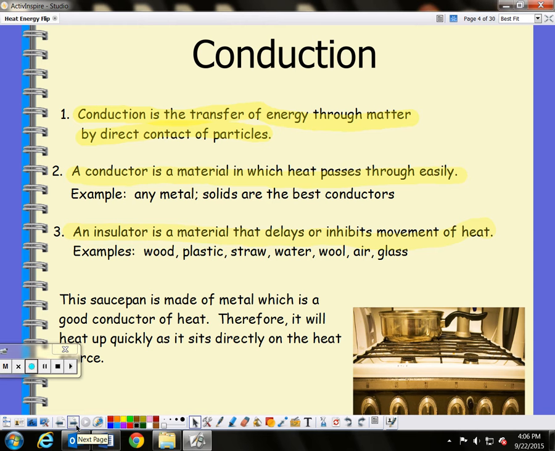Conduction is a transfer of energy through matter by direct contact of particles. Conduction has a D, just like direct contact has a D. A conductor is a material in which heat passes through easily. Pretty much solids and metals are the best conductors. An insulator is a material that delays or inhibits movement of heat. Basically, an insulator does not let heat travel through it. So wood, plastic, like a straw, water, wool, air, glass, all of those are insulators.